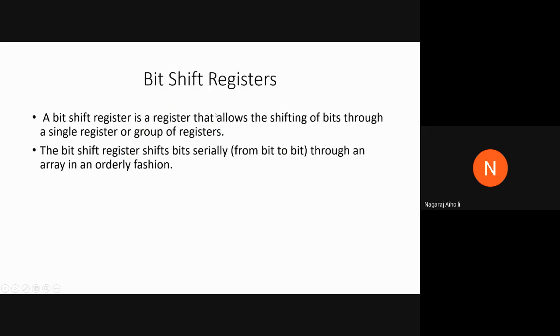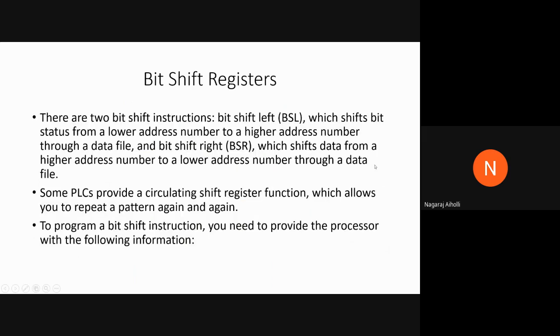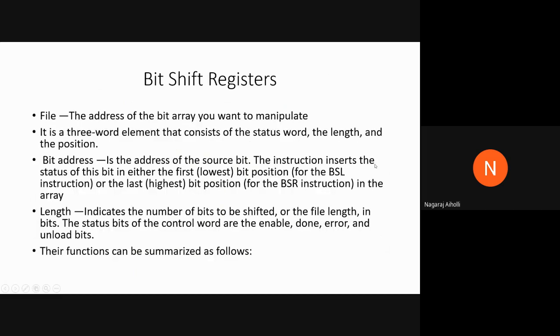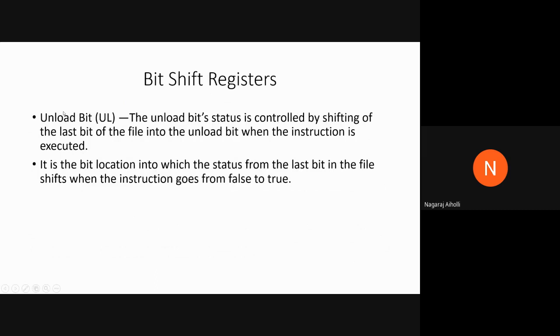Then later we have discussed bit shift registers. What are bit shift registers? How do they perform the shifting of bits? What is bit shift left? What is bit shift right? And what is wrap around or circulating shift register? And the various parameters of the bit shift register such as file, bit address, length, enable bit, done bit, error bit, unload bit, UL.